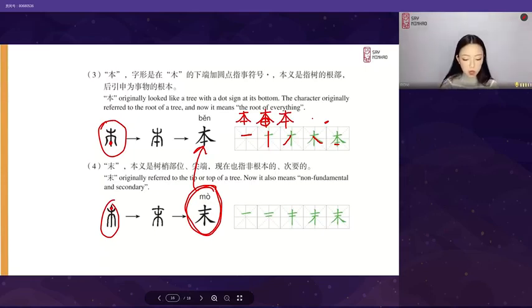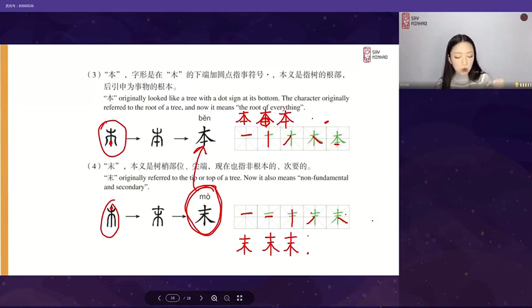So this is about 末. Now try to see how to write it. First, a long horizontal, and then a short one under it, and then a vertical, left turning and a right turning. Try to write it with me. Long one, short one, a vertical, left, right. Again, long, short, vertical, left, right. So try to pay attention to it. Don't write the long one under the short one because that will be another character, which means the future or undone. Okay, this is not 末, it is 未. This one is 未, it's not 末.